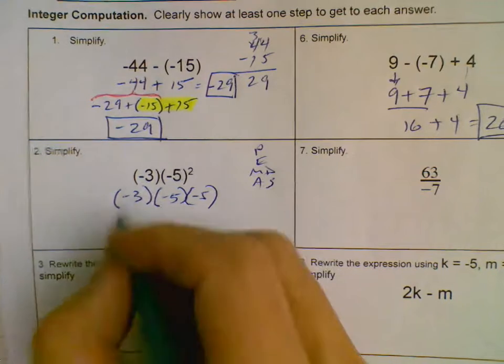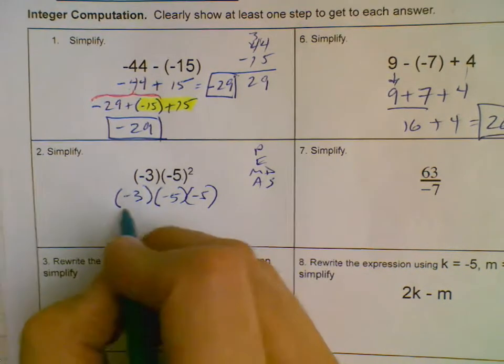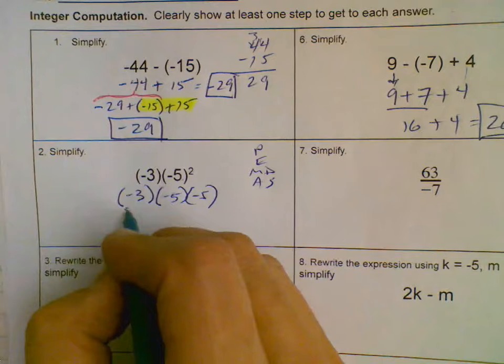If I did it from left to right, I would have negative 3 times negative 5 would give me positive 15.